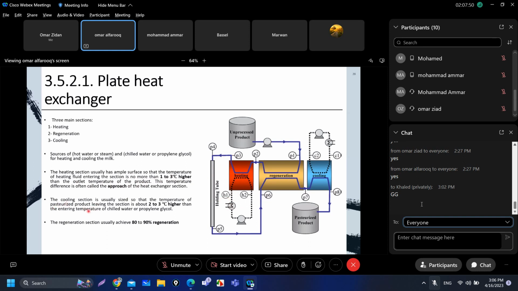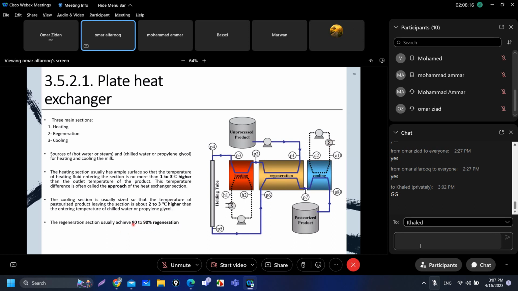Whereas when we want to size the cooling section, it's usually sized such that the temperature of the pasteurized product, which is here at P8, is about 2 to 3 degrees Celsius higher than the entering temperature of chilled water, which is here at C1. And finally, the regeneration section is sized such that it provides 80 to 90% regeneration.